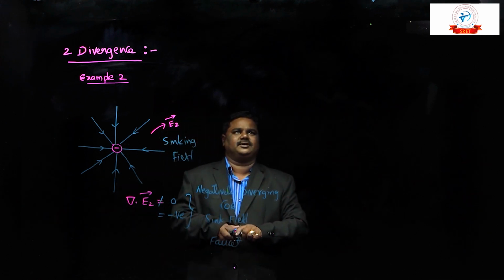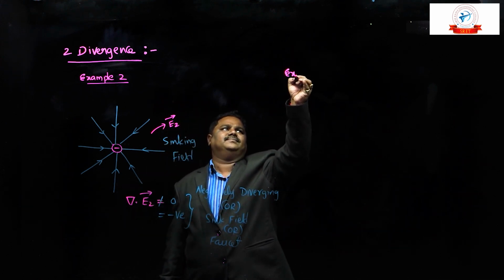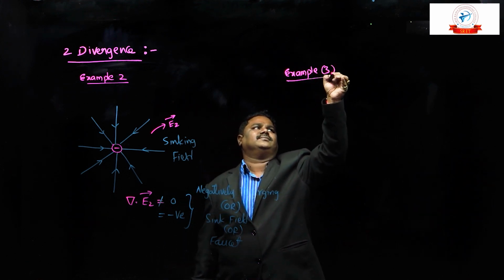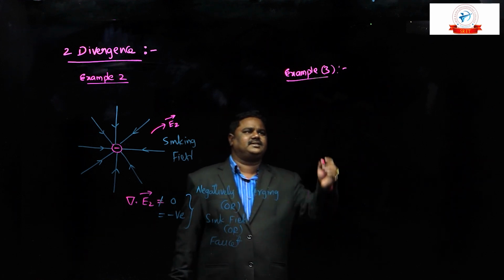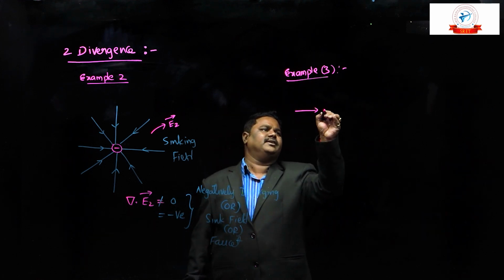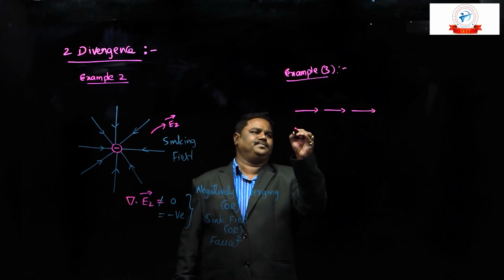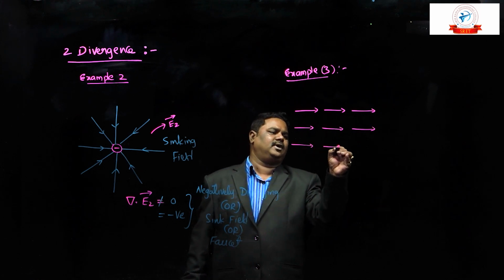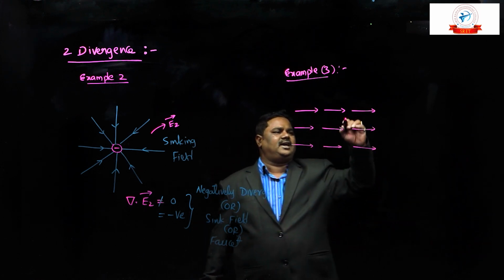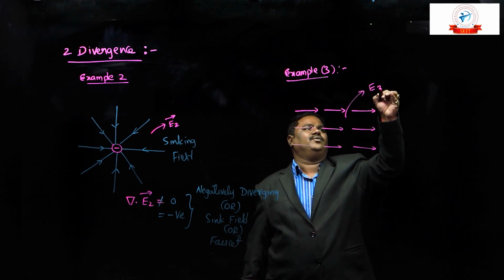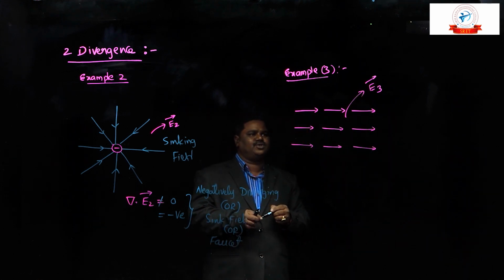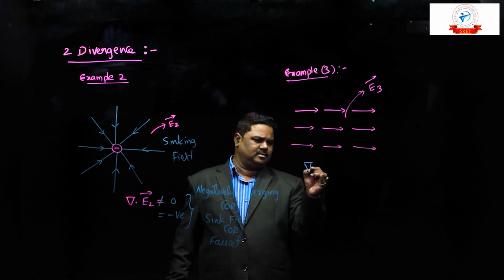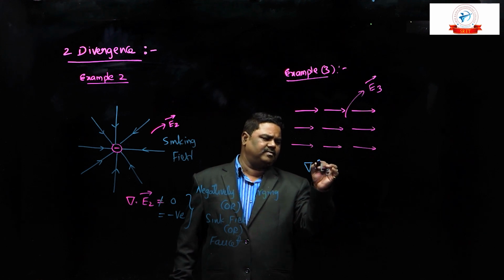Now let us consider the third example. Example 3. For this third example, let us consider a field as shown in the diagram. This is also an electric field. Let us represent this electric field with E3 bar. The electric field E3 bar is shown in the diagram. Now let us find the divergence of E3 bar. What is the divergence of E3 bar?